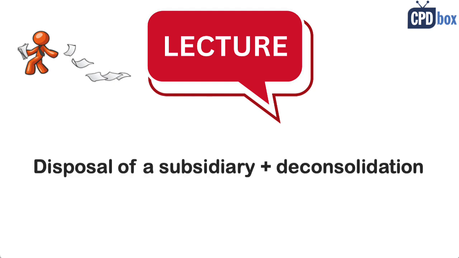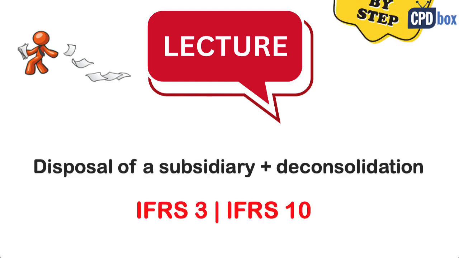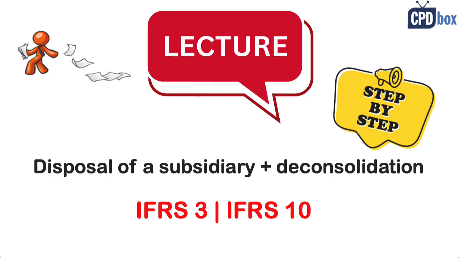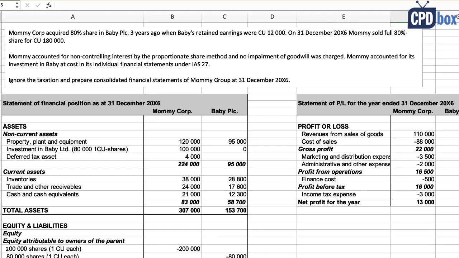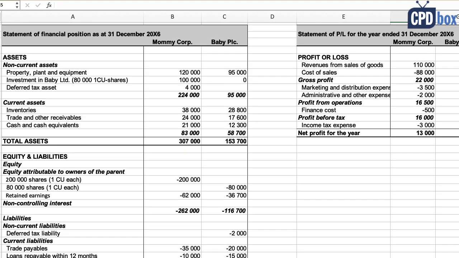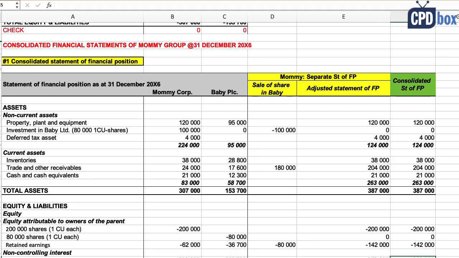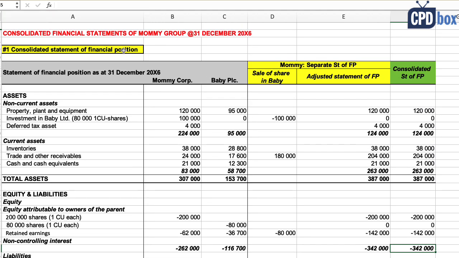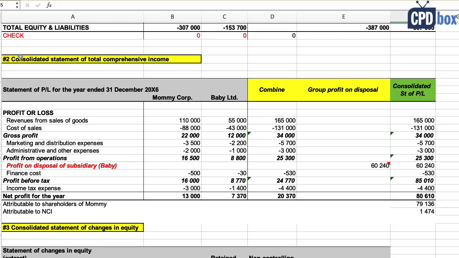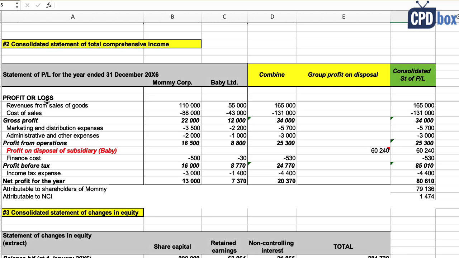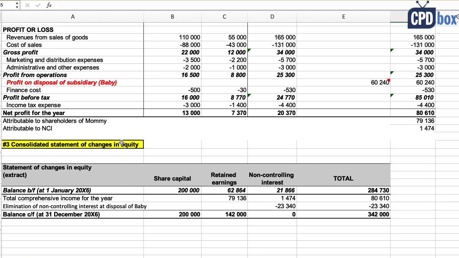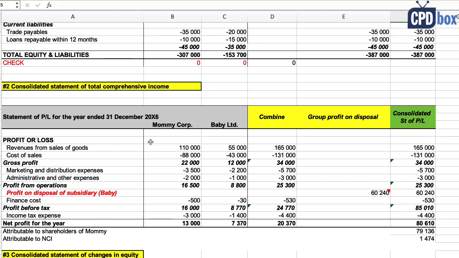Disposal of a subsidiary and deconsolidation step by step. In this lecture, we will tackle exactly the opposite side of the consolidation process, and we will prepare three statements: consolidated statement of financial position, consolidated statement of profit or loss, and consolidated statement of changes in equity to see what happens when a group loses control of its subsidiary.